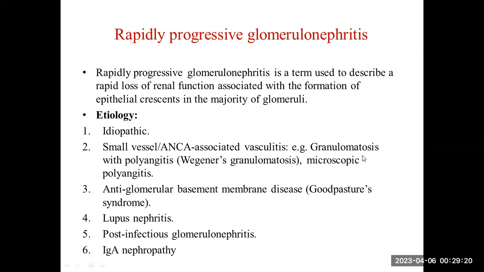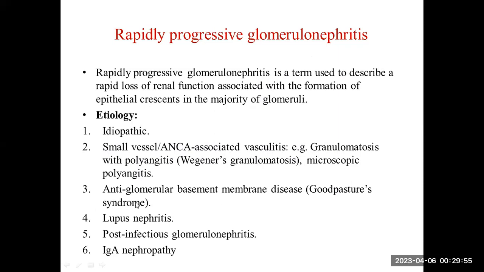For example, we have granulomatosis with polyangiitis, previously known as Wegener's granulomatosis. We also have eosinophilic granulomatosis with polyangiitis, previously known as Churg-Strauss syndrome. And we have microscopic polyangiitis. All these are ANCA-associated vasculitis. Here, the glomerulonephritis and vasculitis is not mediated by immune complexes. It's mediated by anti-neutrophil cytoplasmic antibodies, ANCA antibodies, and will be positive. We have C-ANCA, we have P-ANCA. So this is one of the possible causes or etiologies of rapidly progressive glomerulonephritis.